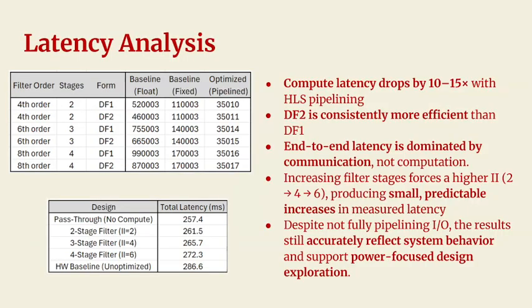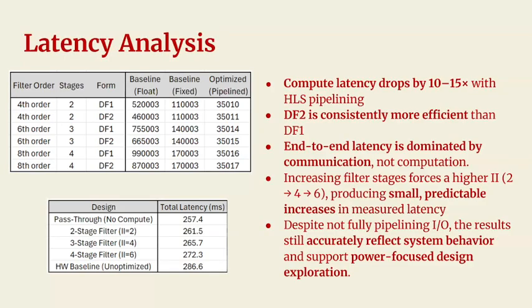Moving to latency analysis, on the left, I have the compute-only latencies reported by HLS. These numbers represent just the time the accelerator itself needs to process the data without including any communication. The first thing to notice is that the baseline float designs are extremely expensive, but once we apply pipelining, the latency drops dramatically by roughly 10 to 15x from HLS optimizations, and DF2 consistently gives a slight advantage.